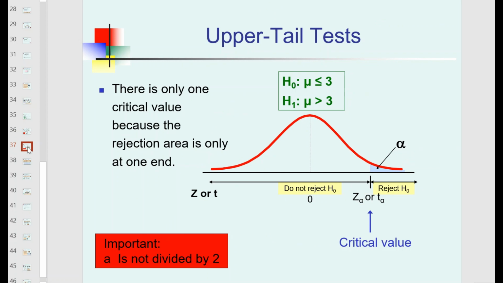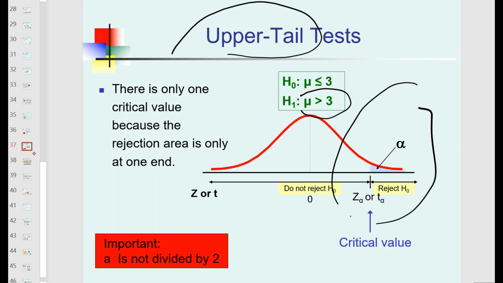Same goes for the upper tail test. Upper tail, because this one is more than, right? So your alpha also, you don't need to divide by 2. If it is 0.05, then 0.05 it is. Okay. So there is only one critical value because the rejection area is only at one end, which is what? On your upper tail or your right side, which is the positive one.